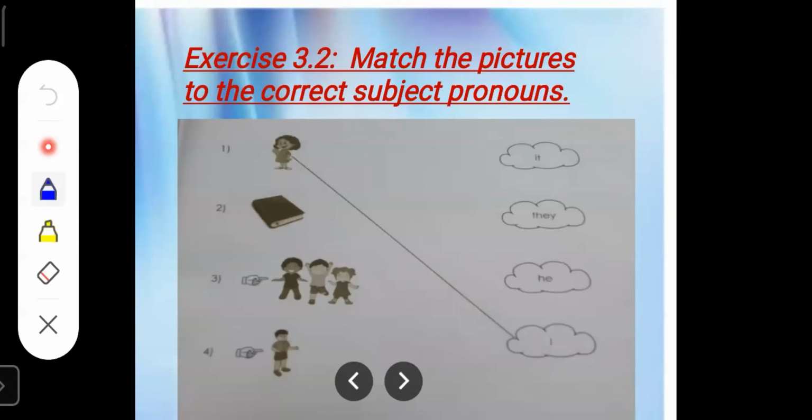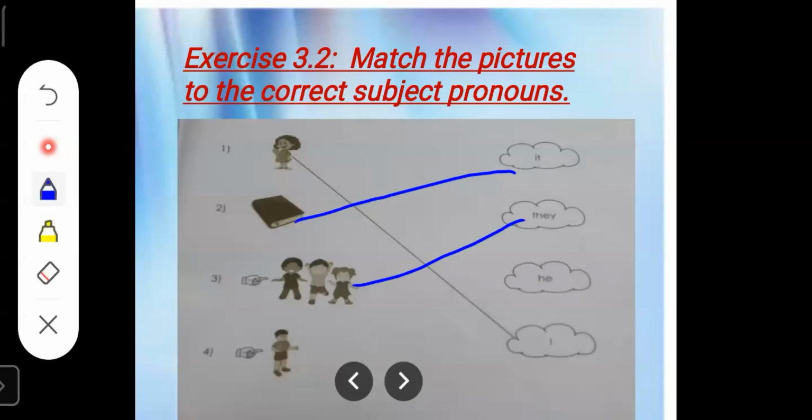Next picture is book. Book is a non-living thing, so we will match it to it. Third is they. When we are talking about many people, we use the subject pronoun they. So we will match it here.